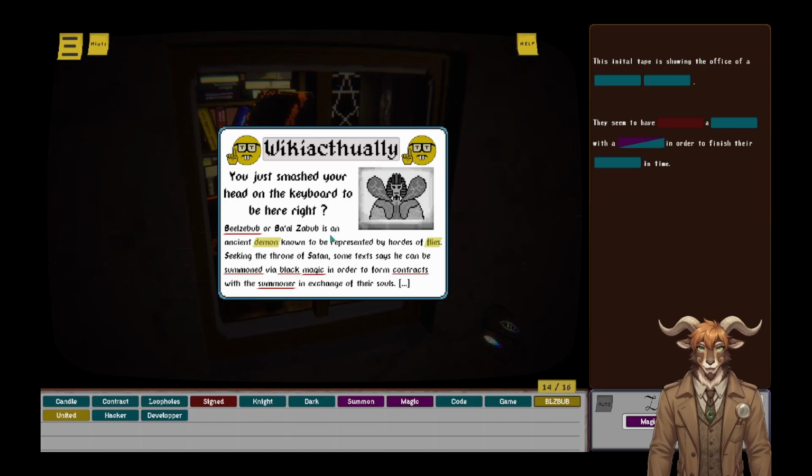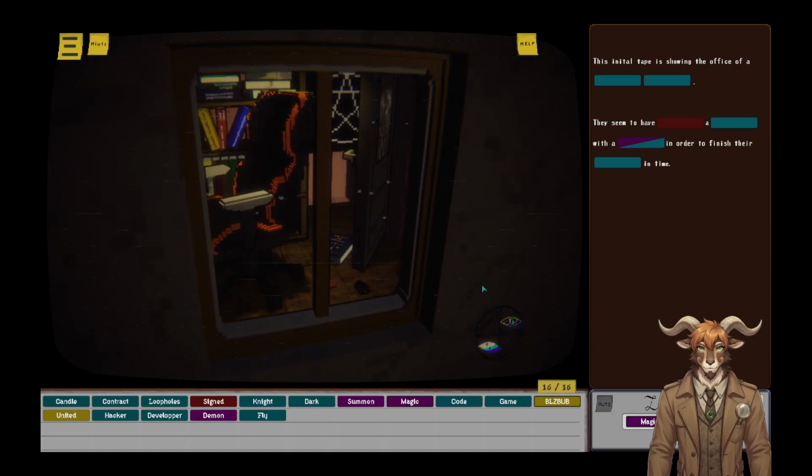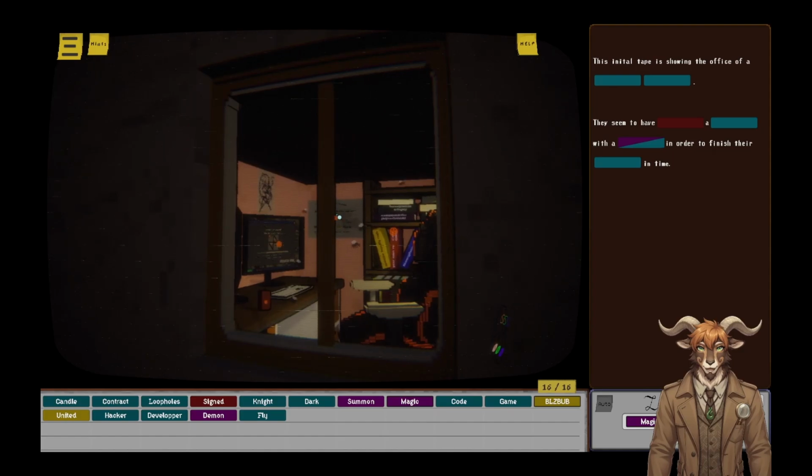Beelzebub is an ancient demon known to be represented by hordes of flies. Seeking the throne of Satan, some texts say it can be summoned via black magic in order to form contracts with the summoner in exchange for their souls. Spooky. Okay, so we know that this guy is a game developer. So, developer, game. They seem to have signed. That's the only red word that we've got, so that makes sense. And he signed a contract with a demon in order to finish their game in time.